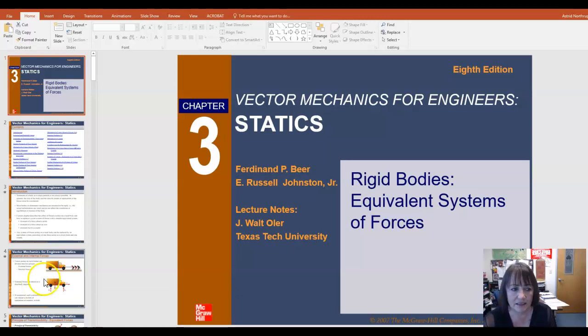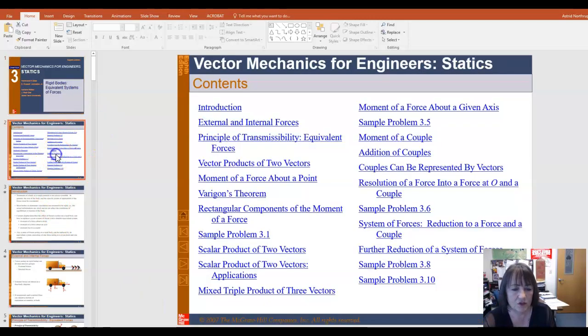And what that more to it is, is moments. So in this chapter, we're going to start talking about moments. Now, moments are a cross product of two vectors. So in section 3.1, we're going to do a review of some vector math, and we're going to talk about vector multiplication and a little bit about addition.